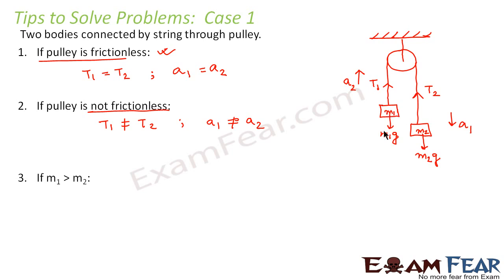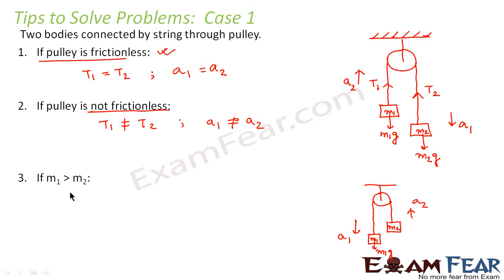Let us take the third case where M1 is greater than M2. Now if M1 is greater than M2, how would the figure be? Let us draw the figure separately, then you will get a better understanding. Let us suppose M1 is greater than M2. In that case this force, M1G, will be greater, since M1 is heavier, so it will have a tendency to come downward because the mass is more. Therefore, this M1 will move downwards. That means the acceleration A1 will be downwards, whereas M2 will move up, so the acceleration will be upward.